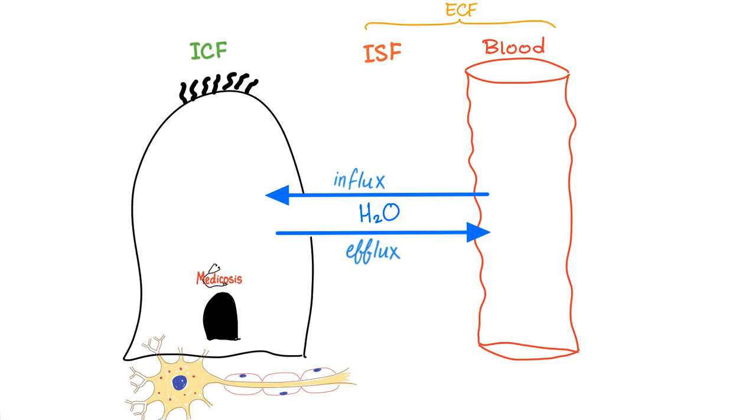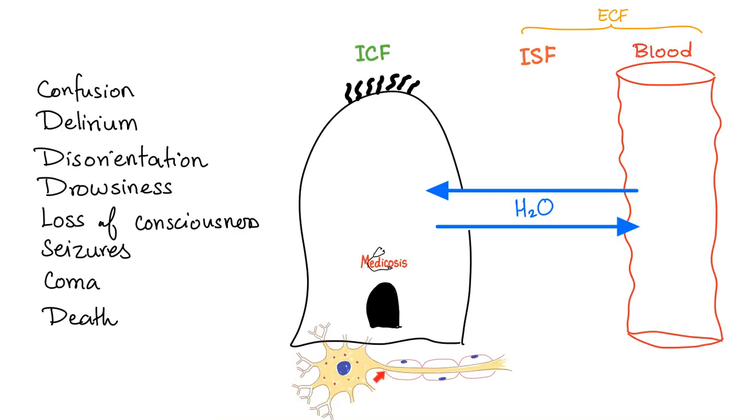Exactly. Why should I care? Imagine that this cell is your neuron, a cell in your brain, okay? If it swells or shrinks, either way you can go crazy, and I mean this technically. You can suffer from confusion, delirium, disorientation, drowsiness, loss of consciousness, seizures, coma, and even death, and this is just off the top of my head.